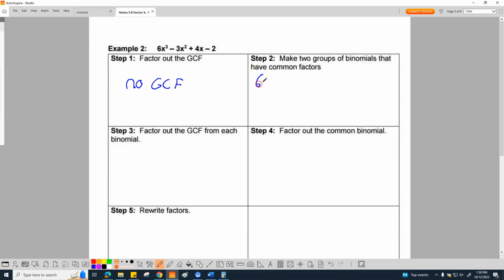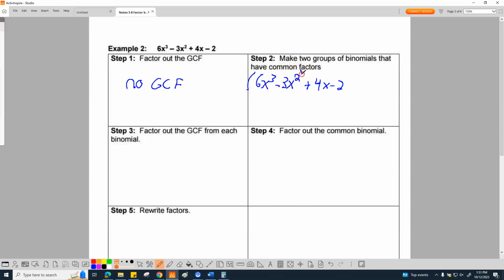So once again, I'm just going to go ahead and write this out. Not that complicated. We just want our two groups, and then plus 4x minus 2. So all those who can actually factor, you're probably enjoying this. All those who are struggling with it, so sorry.